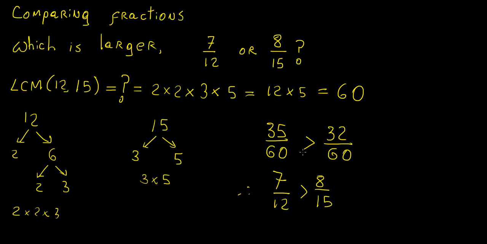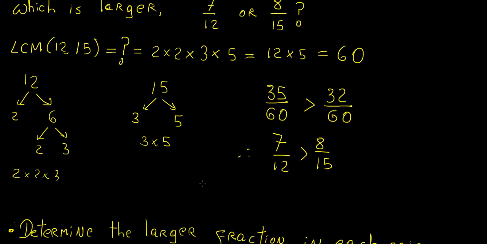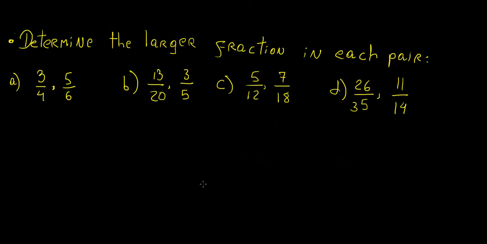So the idea is to always find the lowest common multiple between the two denominators, and then we just raise those numbers so that they have the same denominator, and then at that point we can actually compare the numerators to see which one is the larger fraction. And now we're going to do some examples with this to get you more comfortable with the process.